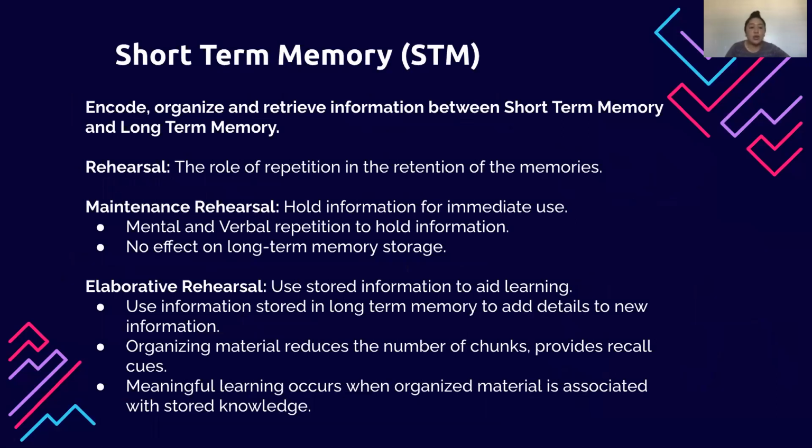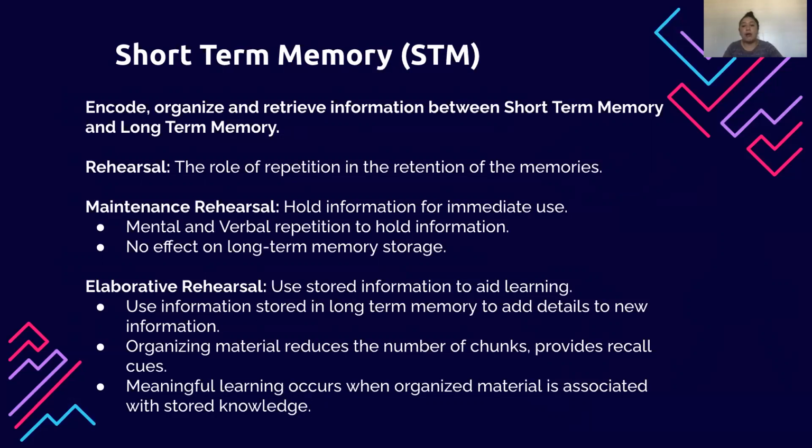We have here the short-term memory. Short-term memory is also referred to as working memory because of how it is actively processing information, like for example, how to solve a math problem or recalling a scientific formula. That all takes place in working memory. And between short-term and long-term memory, it's focusing on encoding, organizing, and retrieving information.